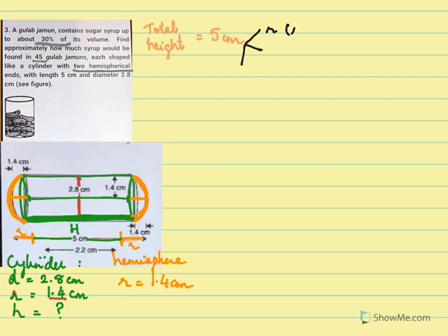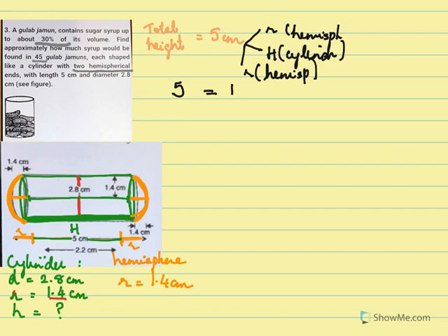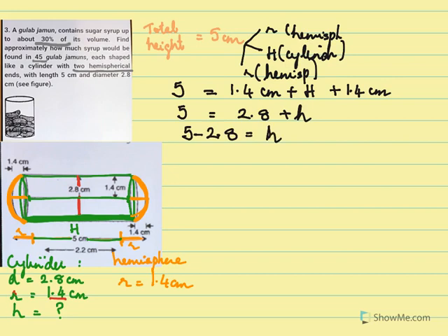So this total height is divided into three parts. You have a radius of hemisphere, then you have the height of the cylinder, and again radius of hemisphere. So this 5 centimeters, which is the total height, equals radius of hemisphere, 1.4 centimeters, plus height of cylinder, we don't know, h, plus again radius of hemisphere, 1.4 centimeters. So your height is 2.8 plus the height of the cylinder. So 5 minus 2.8 equals h, and the answer comes 2.2 is the height of the cylinder.